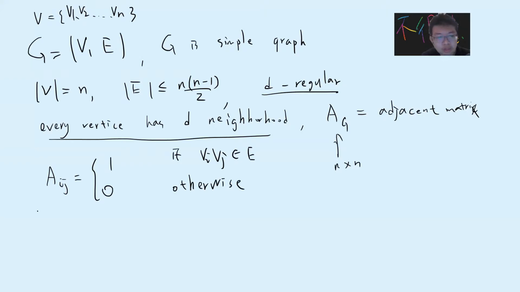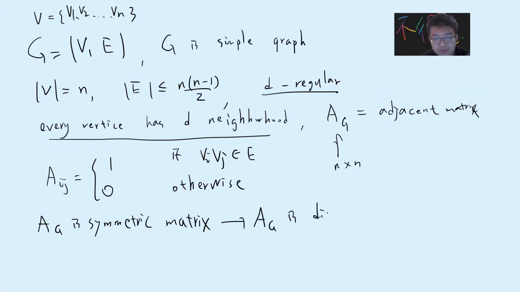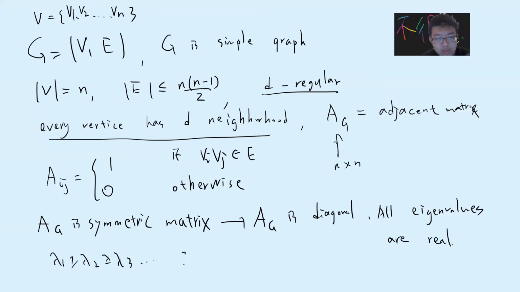Since it's symmetric, A_G is a symmetric matrix. Your simple linear algebra tells you that A_G is diagonalizable, and all the eigenvalues are real. So we can label them lambda 1, lambda 2, lambda 3, up to lambda n.